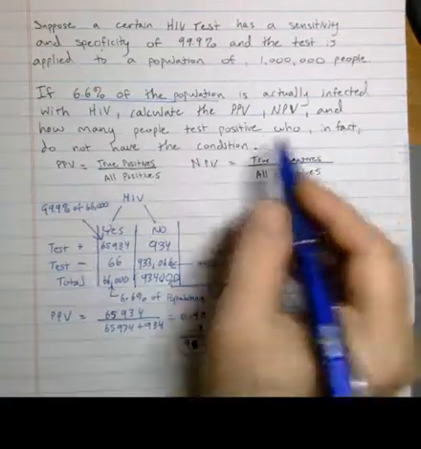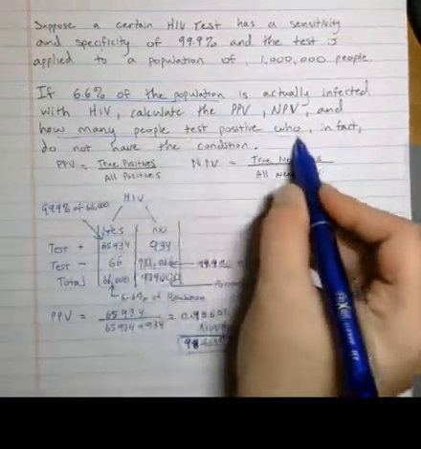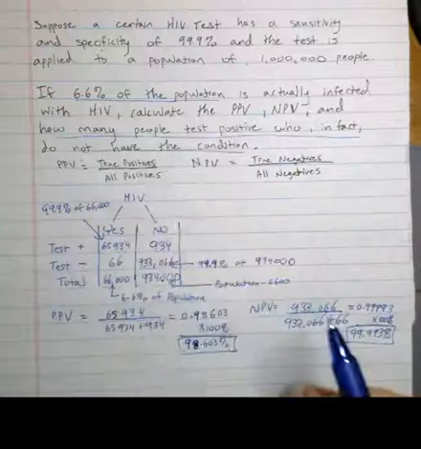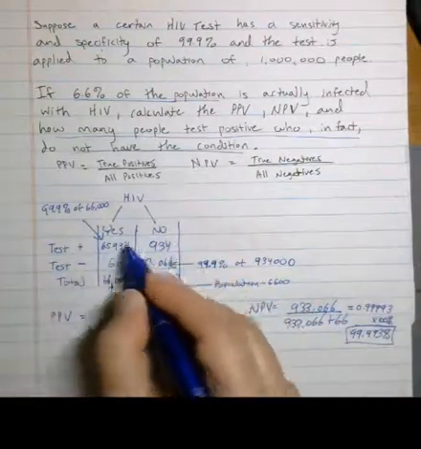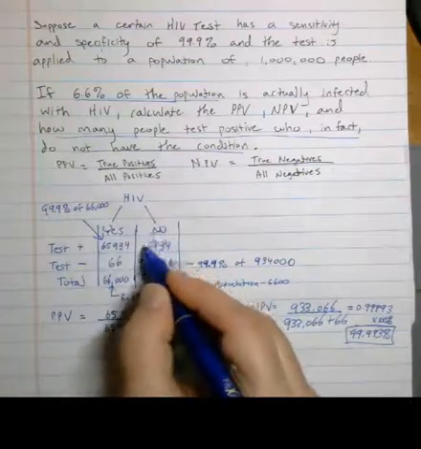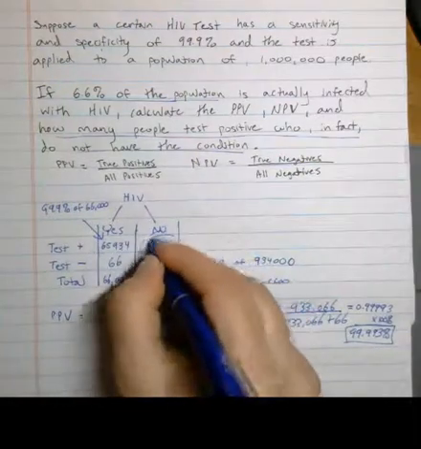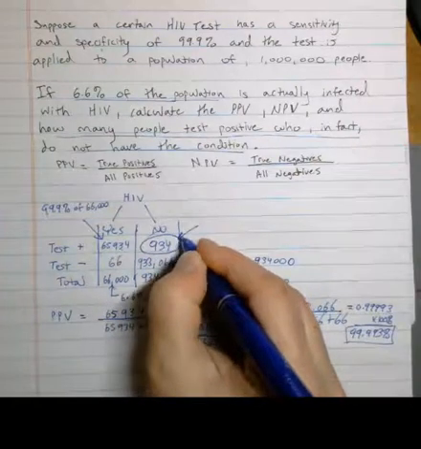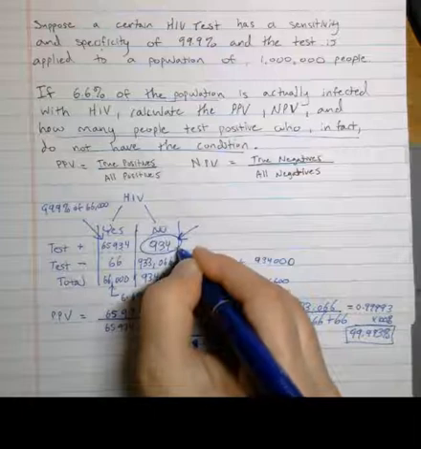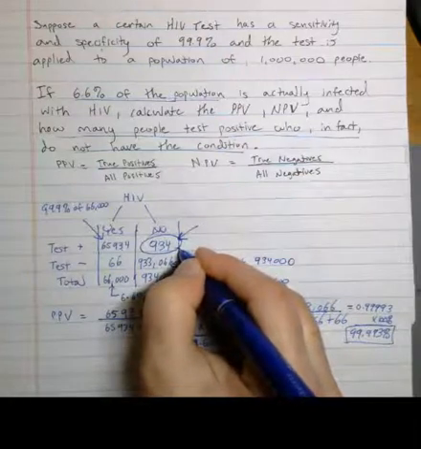So the last thing was how many people test positive who in fact do not have the condition. So we look at the row of those that test positive. These are the ones that have the condition. These are the ones that don't have the condition. So this number is the number of the population that tests positive but does not have the condition, 934.